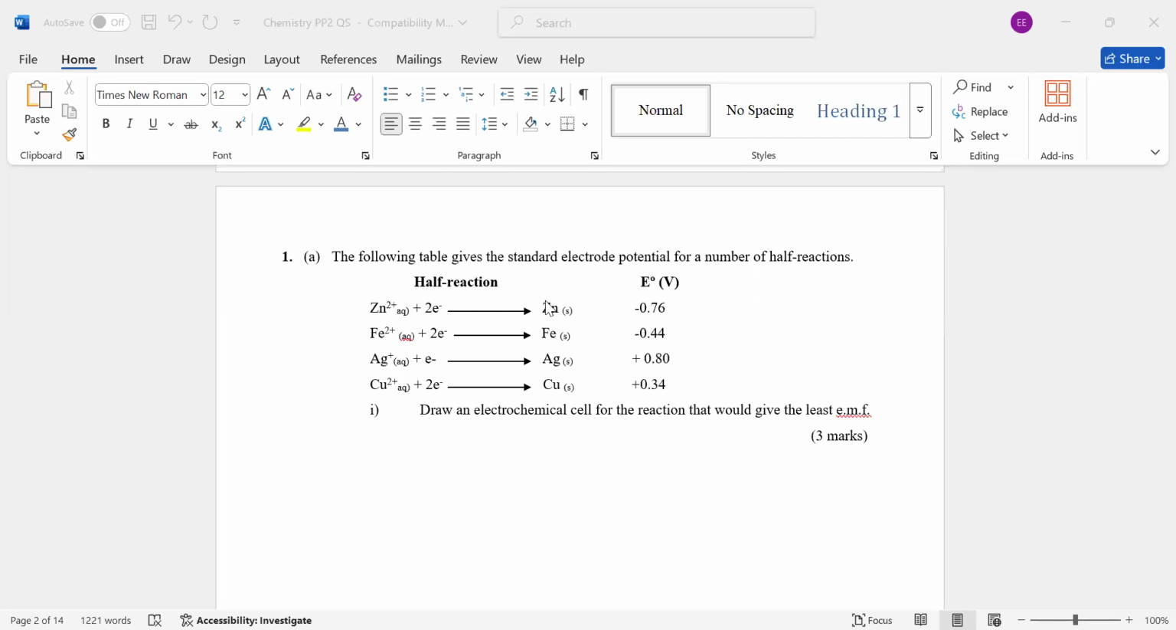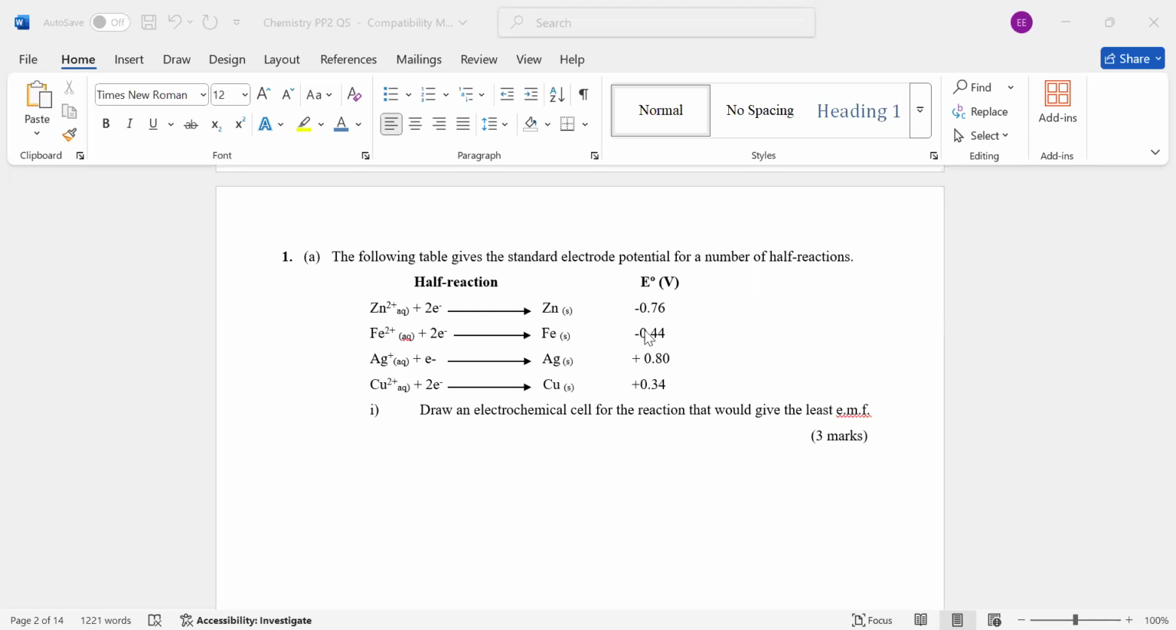Now my question is, I do have zinc and iron. Which one will be on the left-hand side? Which one will be on the right-hand side? Ryan, your hand was up first. Zinc should be on the left-hand side and iron on the right-hand side. Very correct. Zinc on the left-hand side, iron on the right-hand side.